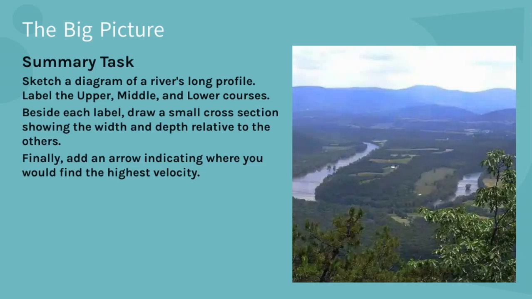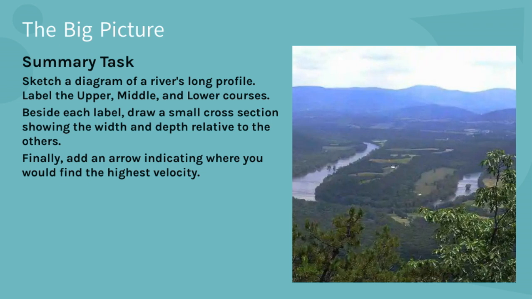Now we are going to bring everything together with a summary task. You need to sketch a diagram of a river's long profile. Start with the source high up on the left-hand side of your page. Then draw the river profile sloping down towards the mouth on the right-hand side. The shape should be steep in the upper course and gradually become flatter towards the lower course. It should look like a smooth concave curve. Next, label the upper course, middle course, and lower course.